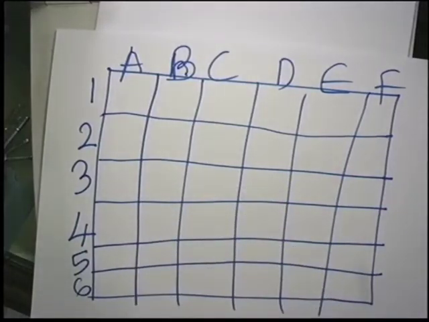Again, how many rows are here? 6. So I ask you, just write it for me.